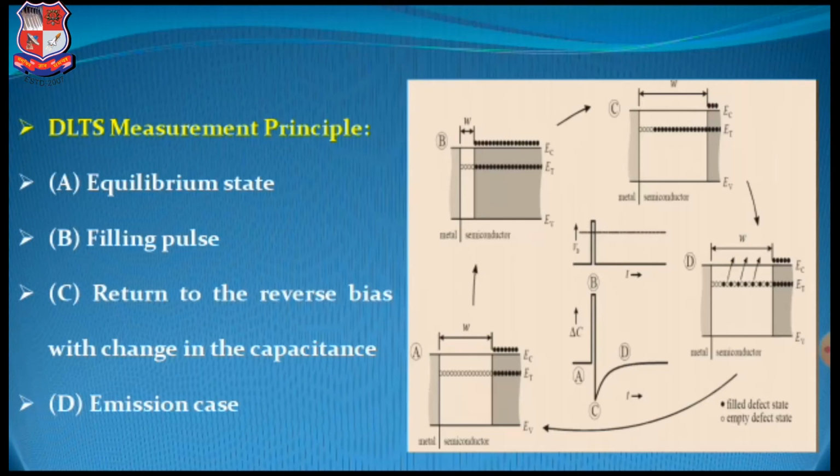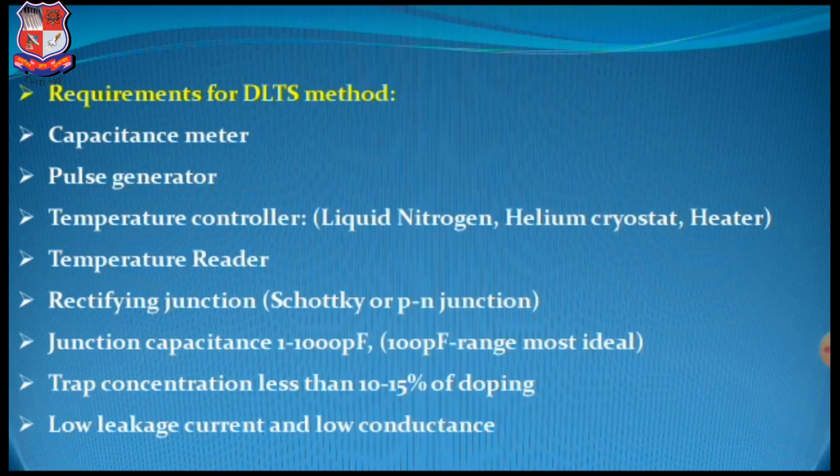And in the final emission case, we have the trapped electrons as well as trapped holes in the metal semiconductor junction. So this was the DLTS measurement principle, and this figure is very much important. You have to draw it in your GTU examination.